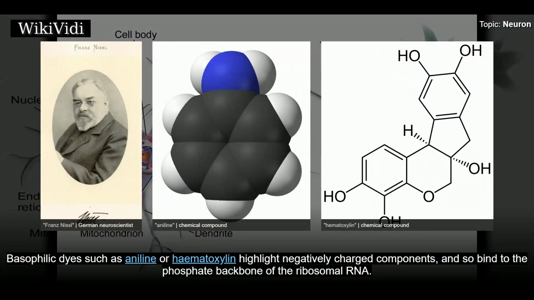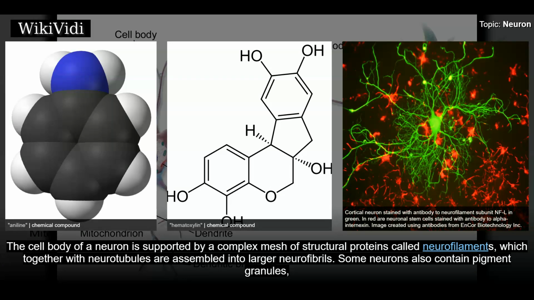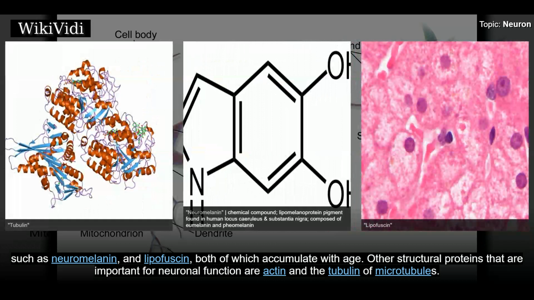Basophilic dyes such as aniline or hematoxylin highlight negatively charged components, and so bind to the phosphate backbone of the ribosomal RNA. The cell body of a neuron is supported by a complex mesh of structural proteins called neurofilaments, which together with neurotubules are assembled into large neurofibrils. Some neurons also contain pigment granules, such as neuromelanin and lipofuscin, both of which accumulate with age. Other structural proteins that are important for neuronal function are actin and the tubulin of microtubules.